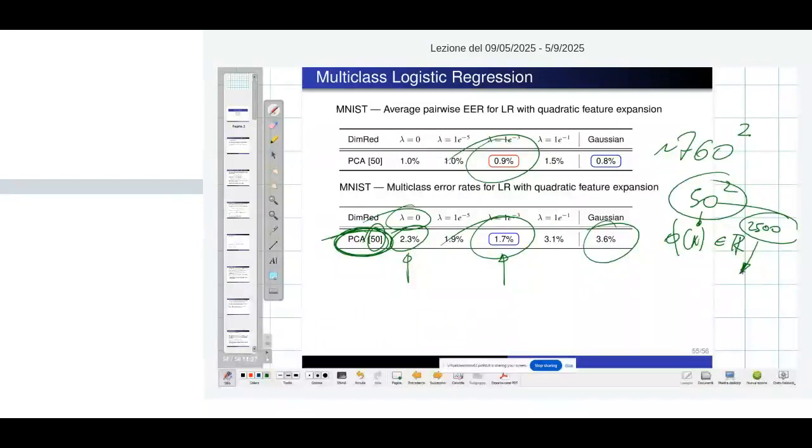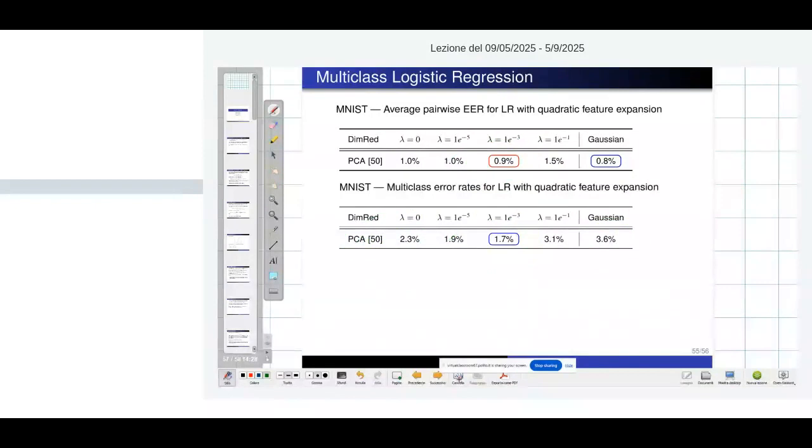They are more powerful, so they are also more prone to overfitting. In this case, even if my original input space is very small, since the expanded feature is large, I need to add regularization to avoid overfitting. But if I do that, I can obtain results that are less than half the error rate that I got with the Gaussian model. I don't rely on an assumption on the feature distribution that for the Gaussian model was fairly inaccurate. So I gain the best of both models.